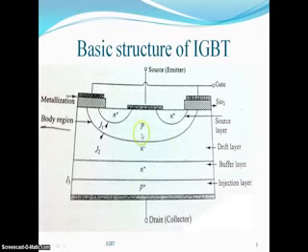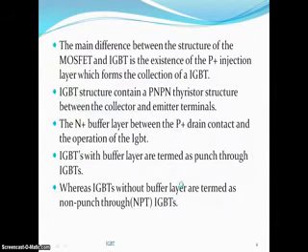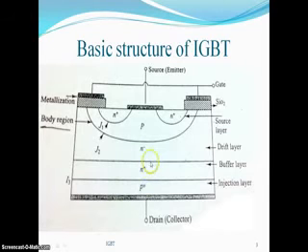This is the basic structure of IGBT. The main difference between the structure of the MOSFET and IGBT is the existence of the P plus injection layer, which forms the collector of an IGBT. The IGBT structure contains a PN thyristor structure between the collector and emitter terminals.